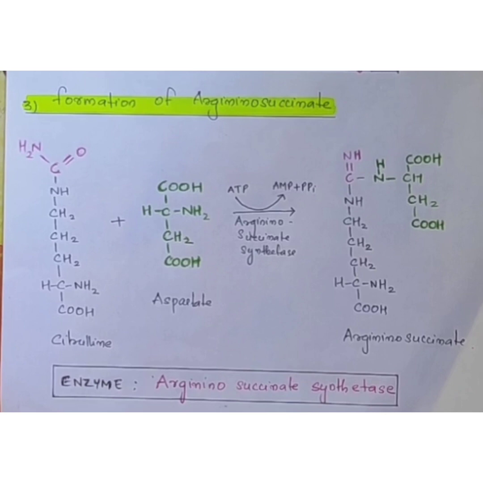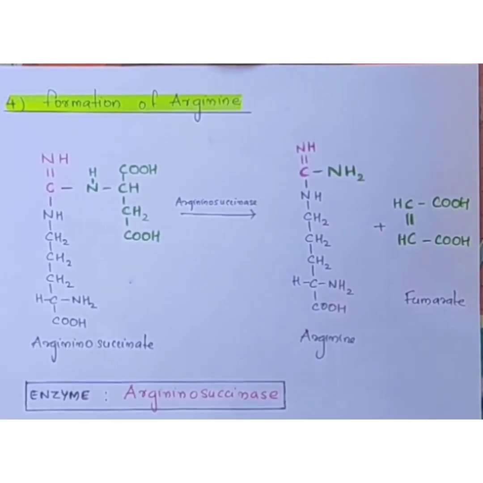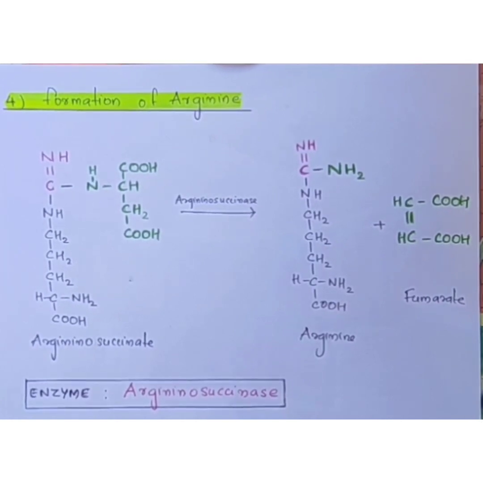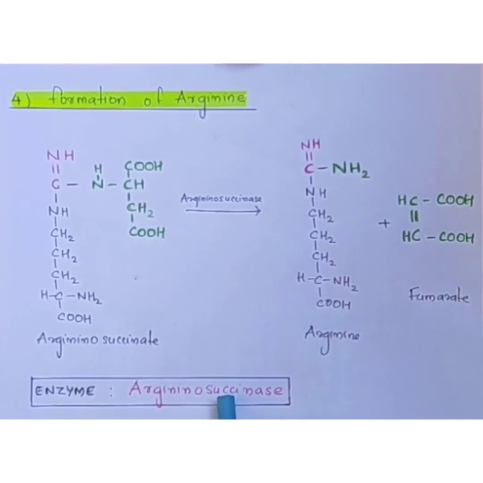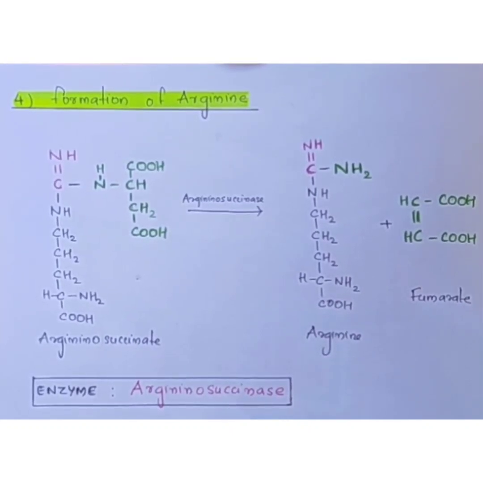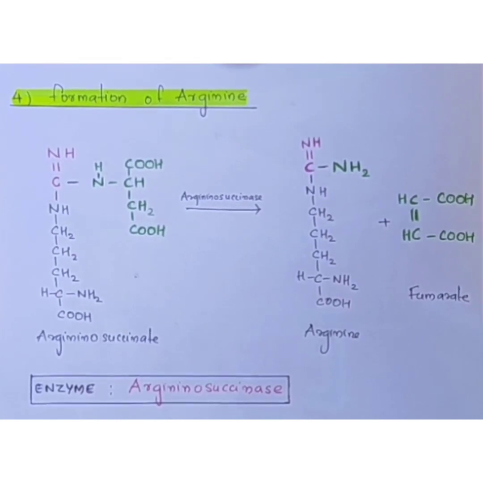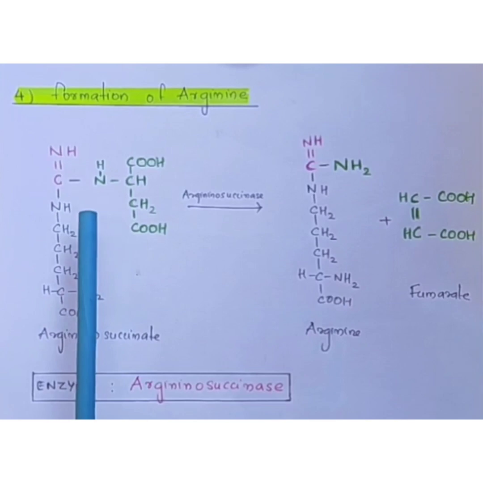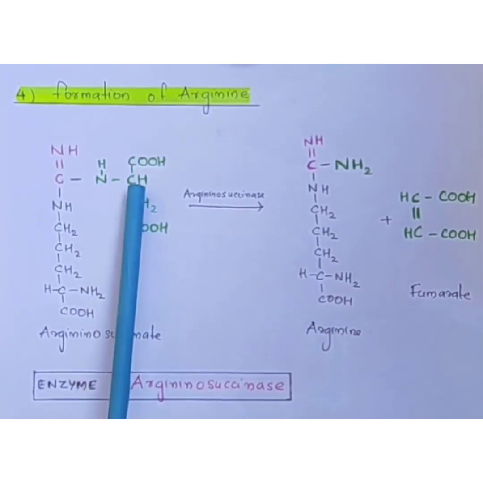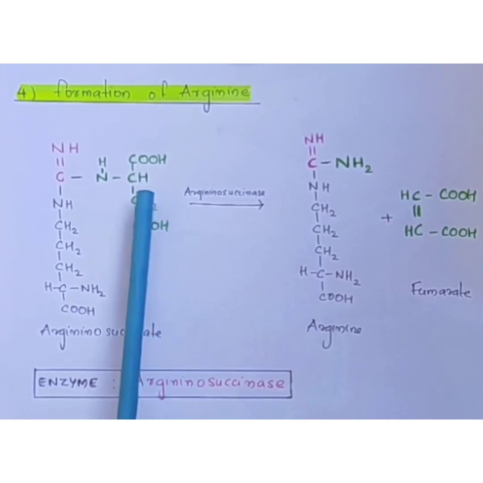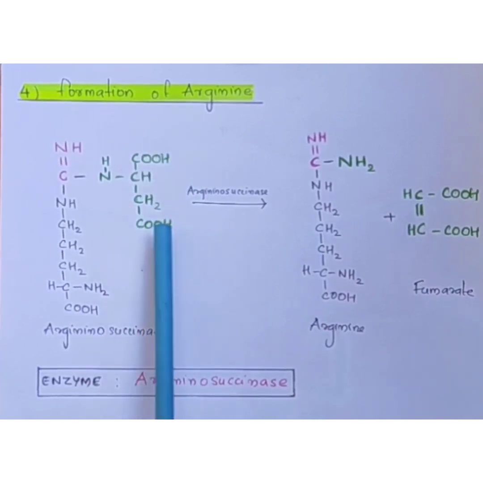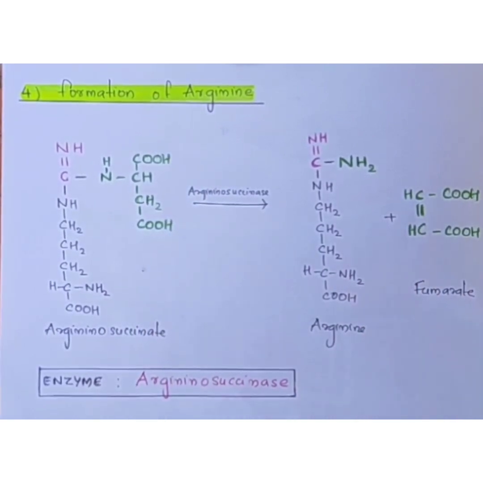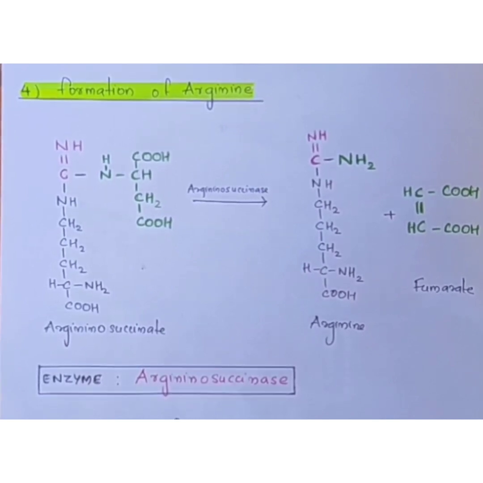Let us move on to the fourth step, that is the formation of arginine, or the cleavage of arginosuccinate. Here, the arginosuccinate, which is formed in the previous reaction, is cleaved to form arginine and fumarate in the presence of the arginosuccinase enzyme. This enzyme is also called arginosuccinate lyase. If we look here, we can see that this bond between nitrogen and carbon is broken, and one of the hydrogens from this carbon has been donated to this nitrogen to form arginine, and the leftover carbon skeleton has formed fumarate. So the arginine formed here serves as an immediate precursor of urea.